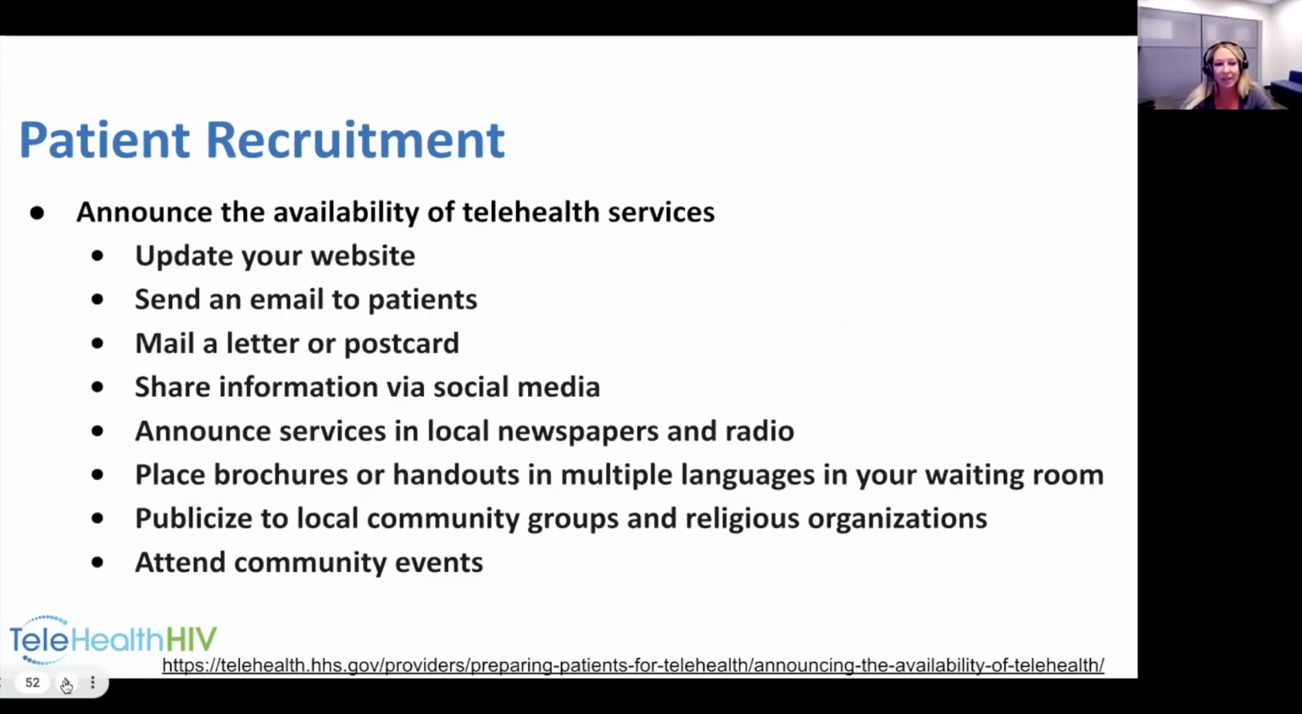Patient recruitment. How you get your patients, there's going to be a lot of different ways. And these are just some of the ways that you can consider: through a website, through being in the office, through social media, or local newspaper or radio. So these are just definitely ways to help get the word out. Next slide, please.